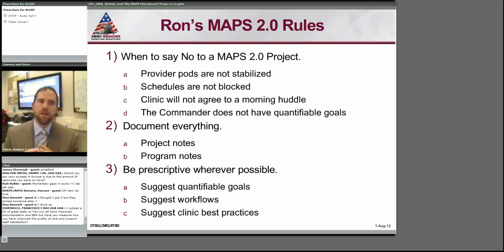I tell you, you're not going to get a 50% documentation change, and you're certainly not going to get 80% of their records closed by 4 p.m. unless they have this clinic huddle to synchronize with each other. It's not going to happen.